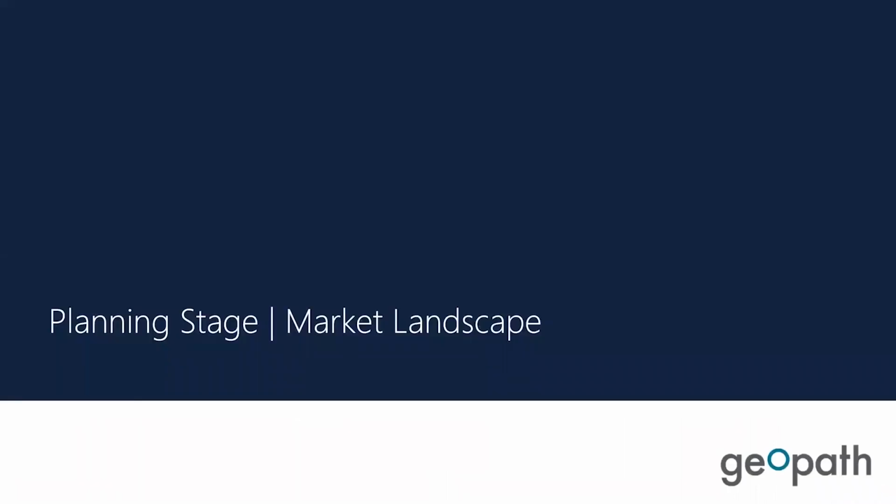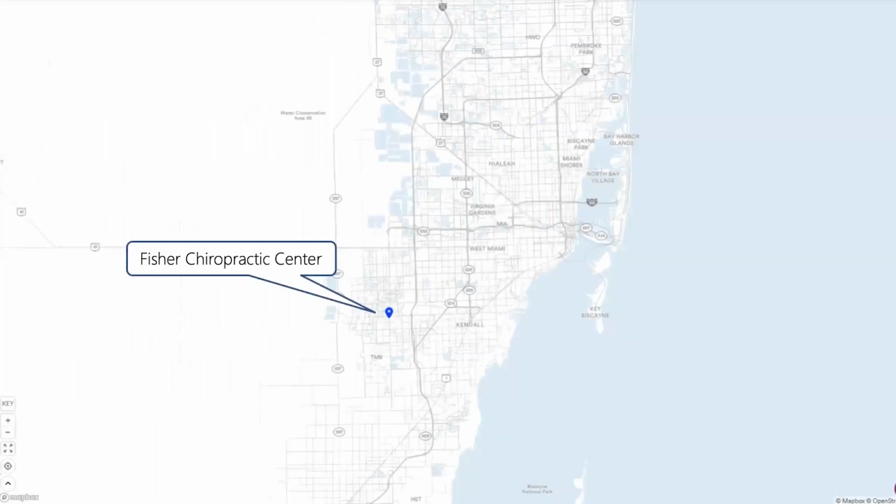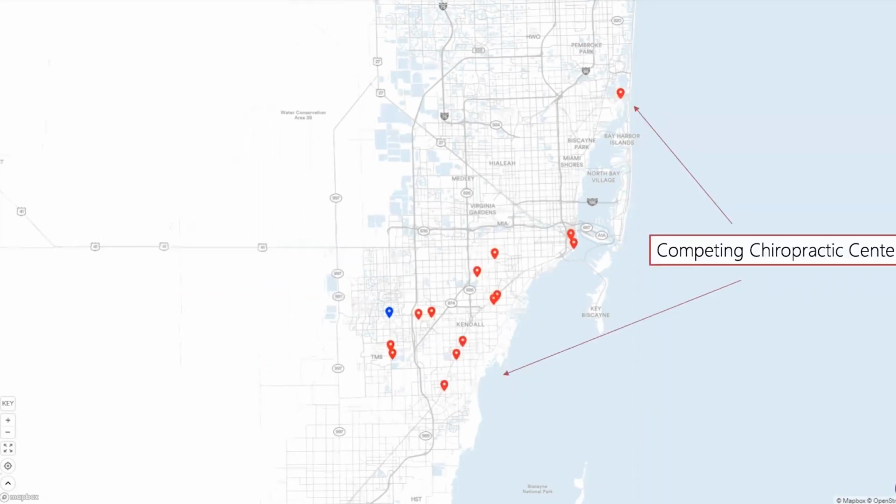So now we're looking at the market landscape. We're looking at our Miami market, and I used the Places module to plot out Fisher Chiropractic Center on the map. I also looked at the competitors using the Places module as well, and you can see there are a lot of competitors within close proximity to the clinic. Right.